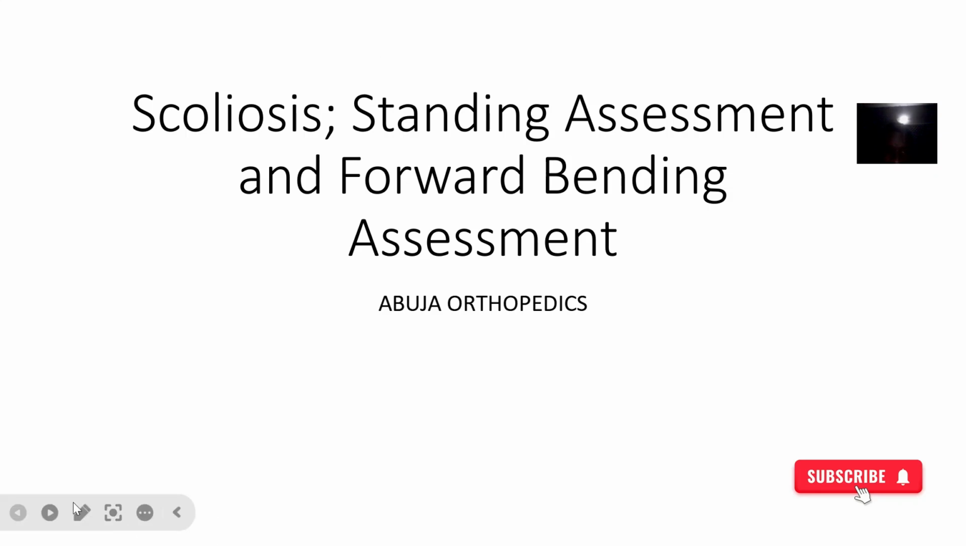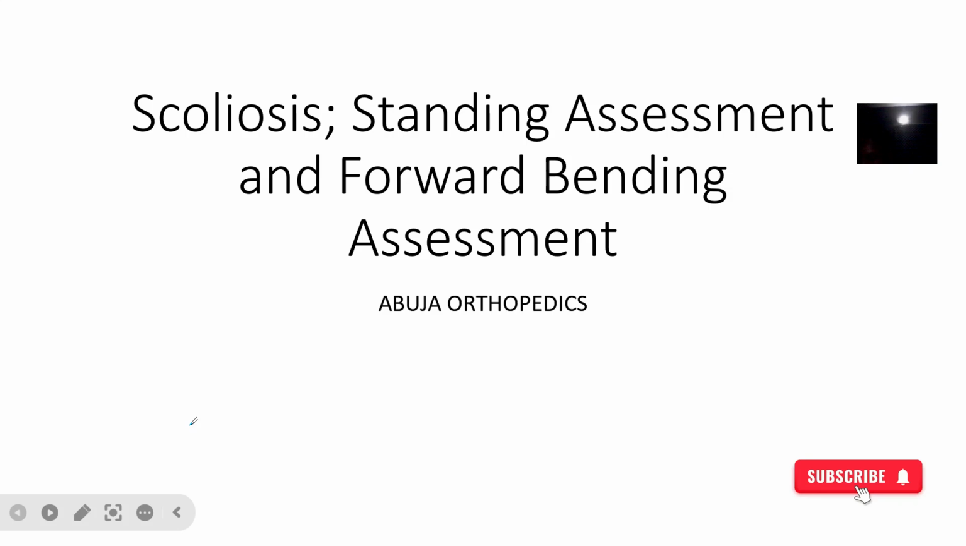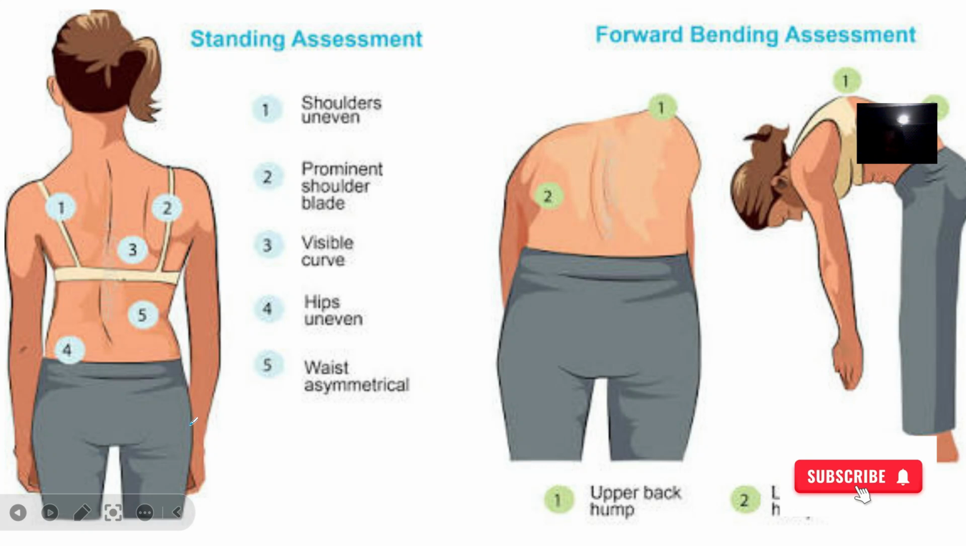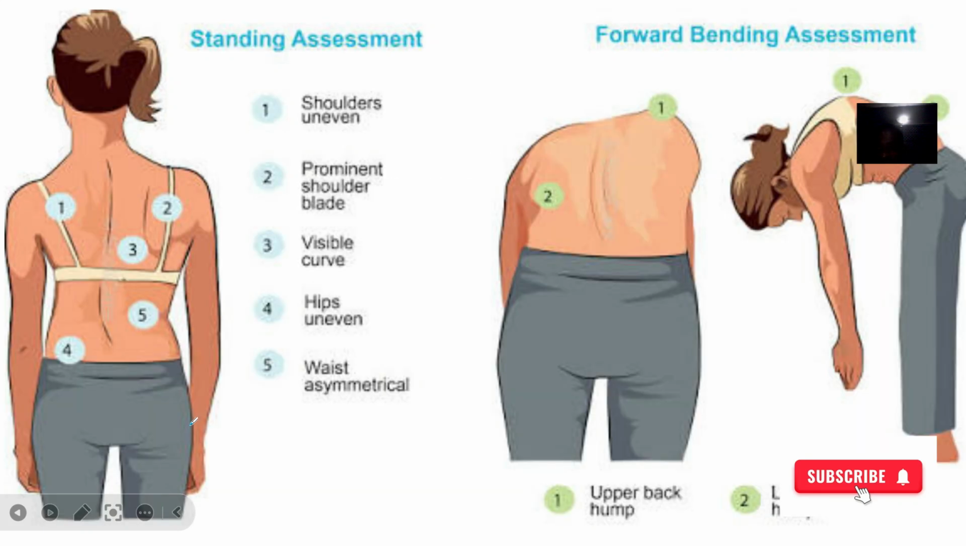We're looking at assessment for scoliosis. Thus, a patient came and you're suspecting that the patient has scoliosis. How can you assess the person and confirm that the person has scoliosis? Do you understand? So we have the standing assessment, then we have the forward bending assessment.